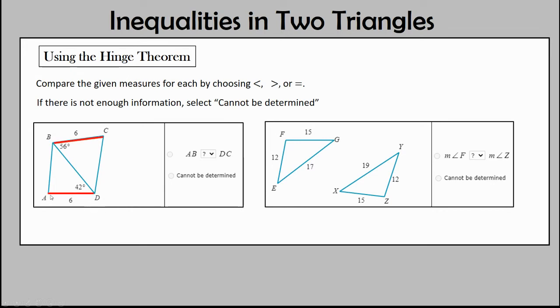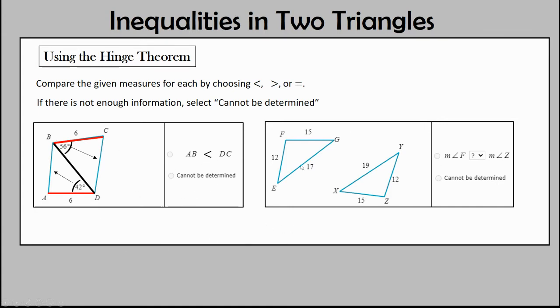Okay, so if you look at it, AD and BC are both 6. So we know this side and this side are the same length. BD is congruent to itself. So we have a hinge. This CBD and this ADB, they are made up of sides that are the same length. So there's a hinge. So there's a 56-degree angle and a 42-degree angle. So CD across from the 56 has got to be bigger than AB, which is across from 42. And again, we're just saying which one's bigger or smaller. We're not giving it a length or anything.